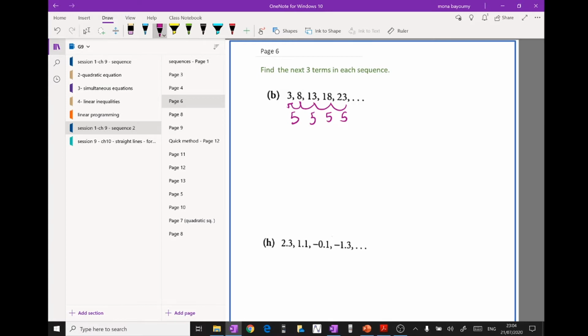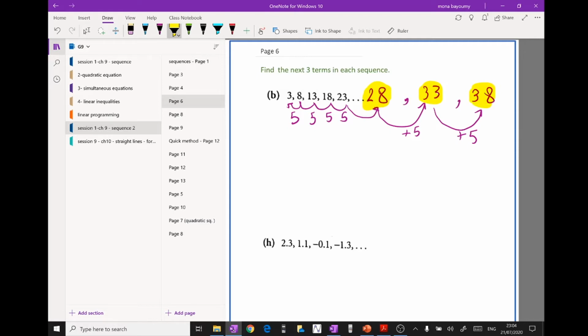23 plus 5, it's going to be 28. This is the first term. For the second term, I have to add 5. 28 plus 5 equals 33. To find the next term, you have to add 5 again, which is 38. So the next three terms are 28, 33, and 38.